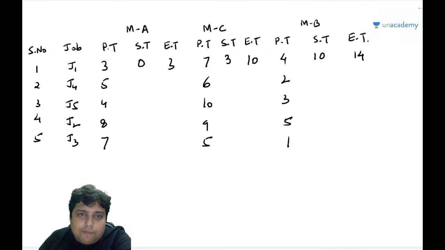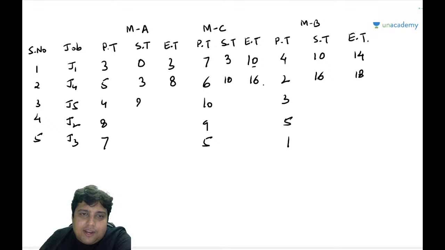Similarly, job number 4 will go straight away to machine A after machine A is empty. So 3 plus 5, 8. Now guys, you can see the job is ready to enter here, but the machine is not free. So it will start at 10. So 10 plus 6 will become 16. Now again, the machine is free, but the job is not yet over. So I will write 16 plus 2, 18.